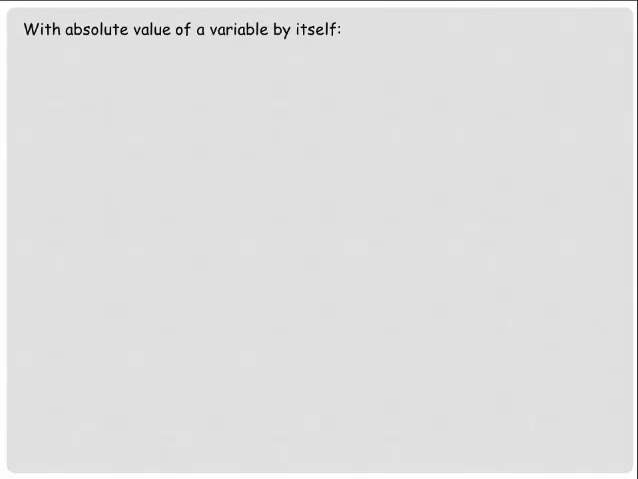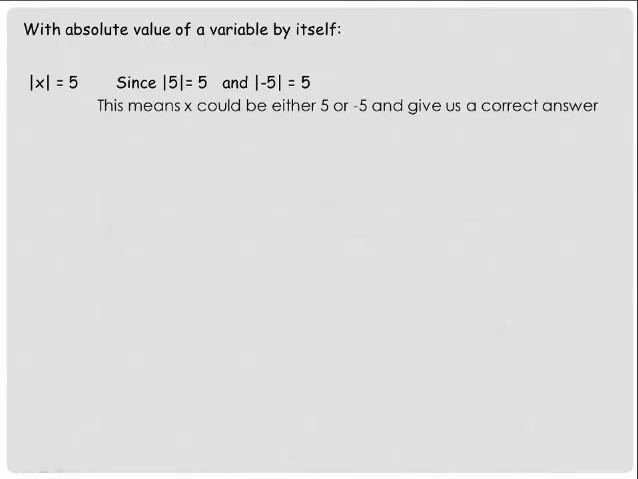So if we have a variable by itself inside of the absolute value bars, the absolute value of x is 5. We know that the absolute value of 5 is 5, and the absolute value of negative 5 is also 5. So that means x could be either 5 or negative 5 and give us a correct answer. We don't actually know which one it is, so the absolute value of x equals 5 gives us the following solution, that x is 5 or negative 5. This "or" is very important because it can be either or.